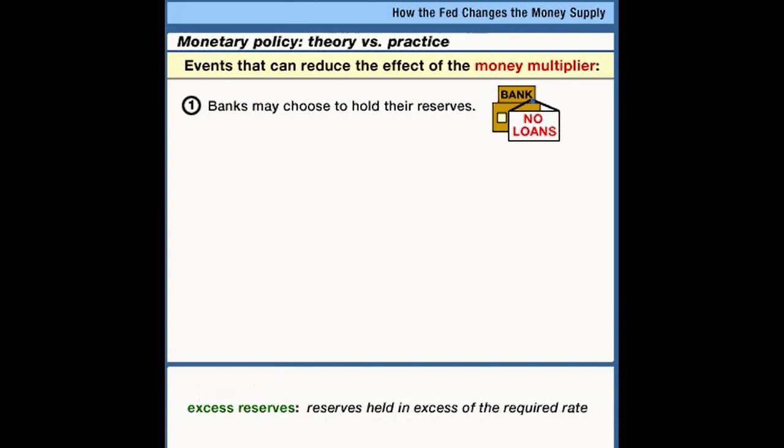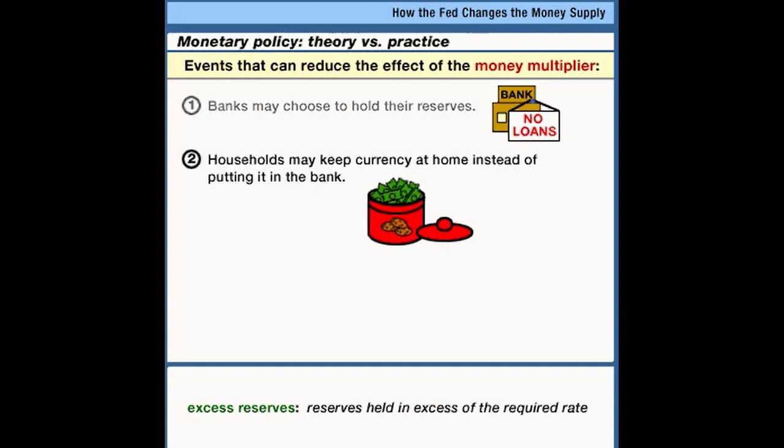A second concern is households may not choose to put all the money in the bank. Suppose whenever you get this check from the Fed, you go in and cash it, but you don't put it all in your checking account. You hold it in currency instead. As long as it's outside the banking system, it doesn't count as bank reserves, and that limits the number of new accounts that banks can create.